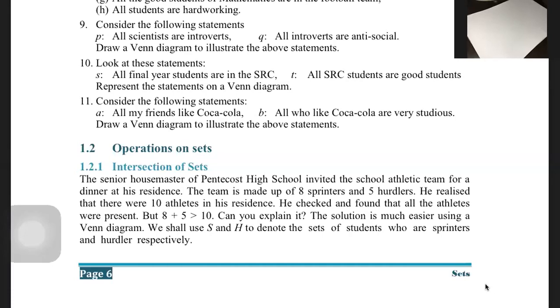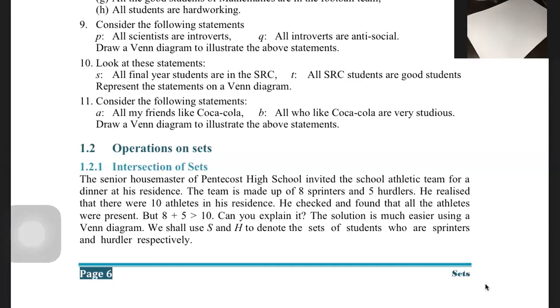So, operations on sets. Operations on sets. Now the first thing we are talking about is intersection. Intersection simply means a property belonging to two sides.